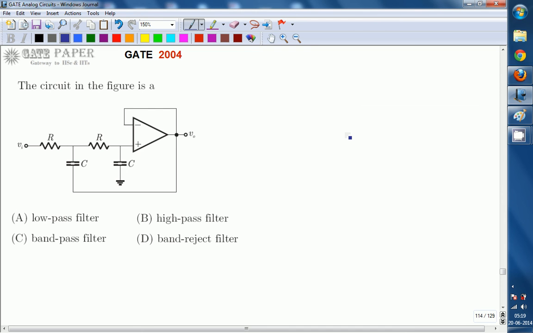Hello, we are discussing the GATE 2004 ECE paper, and this question is related to analog circuits. Look at the circuit diagram shown. The circuit in the figure is: A. Low pass filter, B. High pass filter, C. Band pass filter, D. Band reject filter.